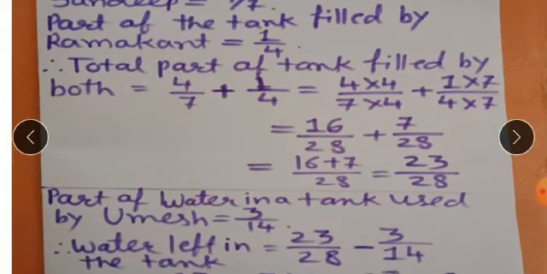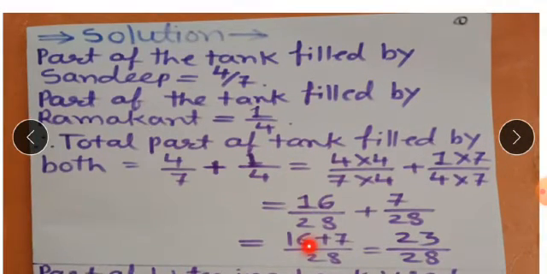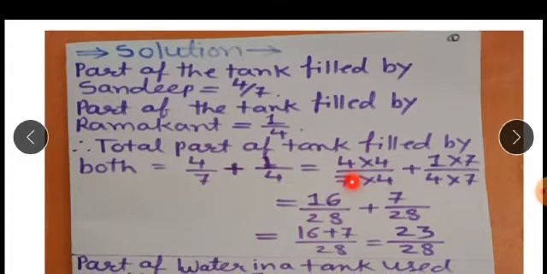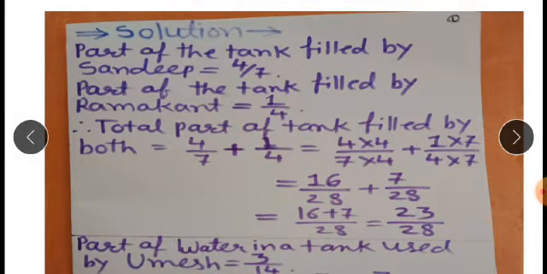Solution to this question: part of the tank filled by Sandeep is equal to 4 upon 7. Part of the tank filled by Ramakant is equal to 1 upon 4. Therefore, total part of the tank filled by both is equal to 4 upon 7 plus 1 upon 4. Denominators are different. Therefore, we have to multiply first fraction by 4 and second fraction by 7. Therefore, 4 into 4 upon 7 into 4 plus 1 into 7 upon 4 into 7.